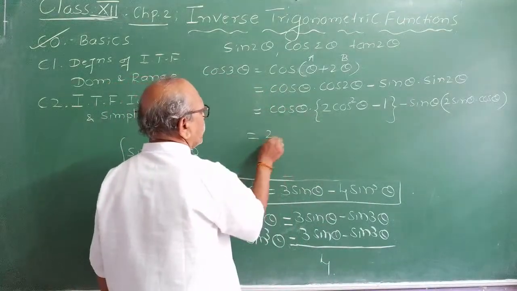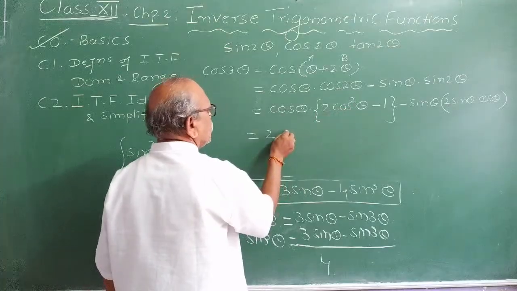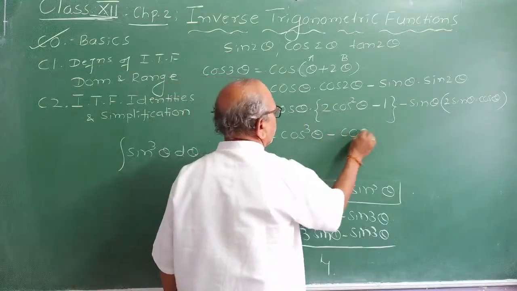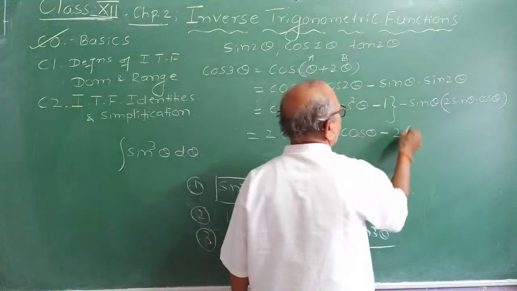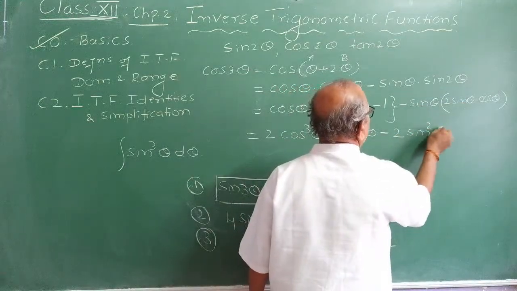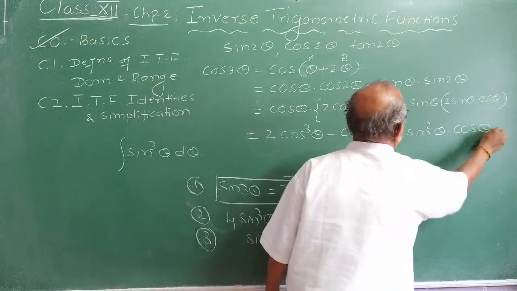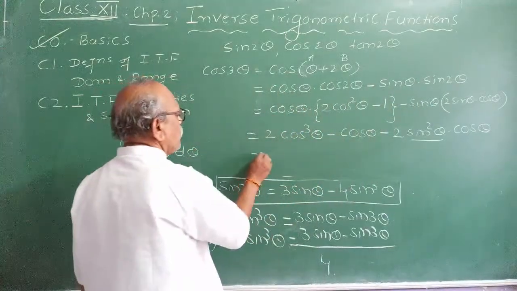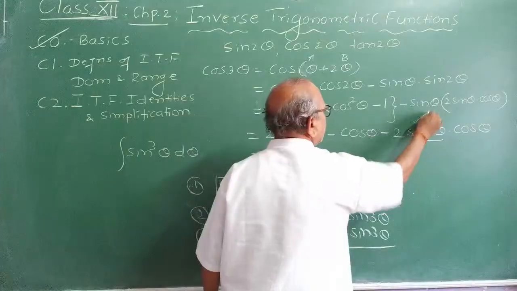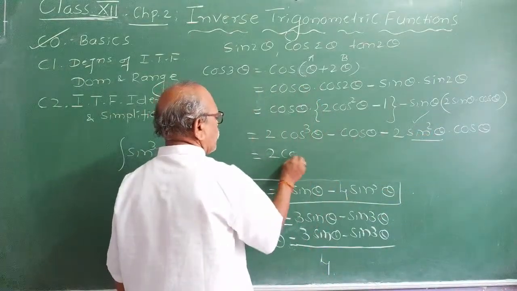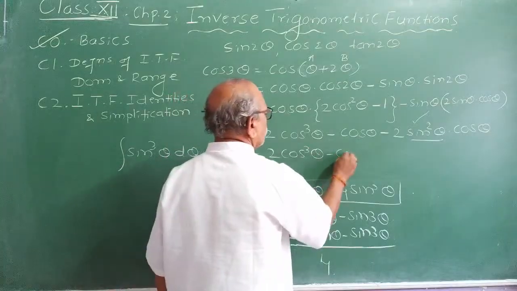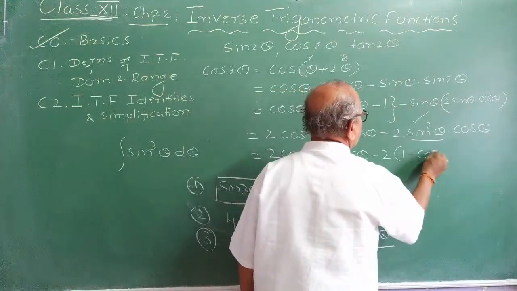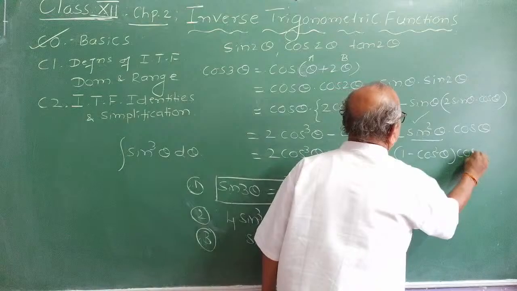You can remove the bracket, you will get 2 cos theta cos square theta, which becomes 2 cos cube theta, minus cos theta into 1 becomes cos theta, minus 2 sin theta into sin theta becomes sin square theta into cos theta. Now you don't want sin. We want everything in terms of cos only. Therefore, recall the identities. Write sin square theta in terms of cos theta: 2 cos cube theta minus cos theta minus 2 into sin square theta becomes 1 minus cos square theta into cos theta.